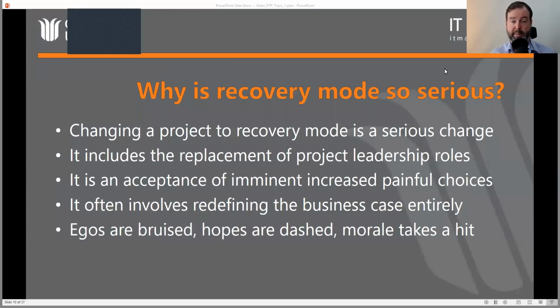And this is going to mean that people are going to get upset. Egos are going to be bruised. People are going to be disappointed. People are going to be worried. And we need to be ready for that as an organization.